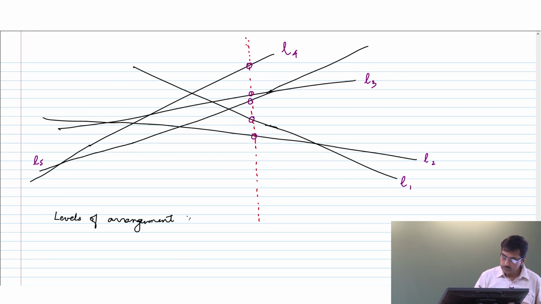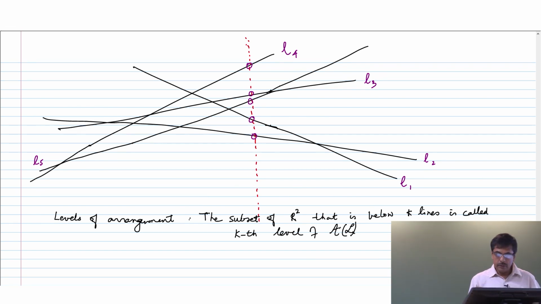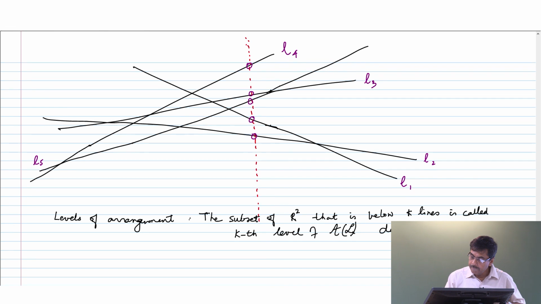So the subset of R square, the plane, that is below k lines is called the kth level of this arrangement. So of this arrangement, I am defining what is called the kth level. Let's denote it by a k of L.